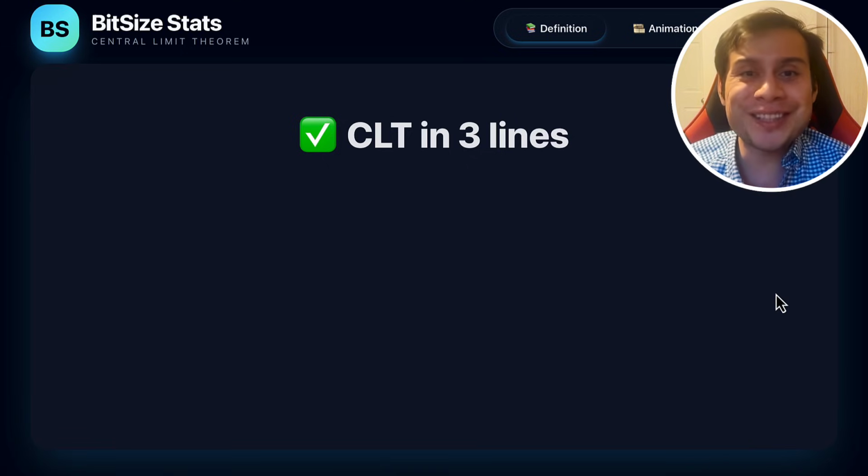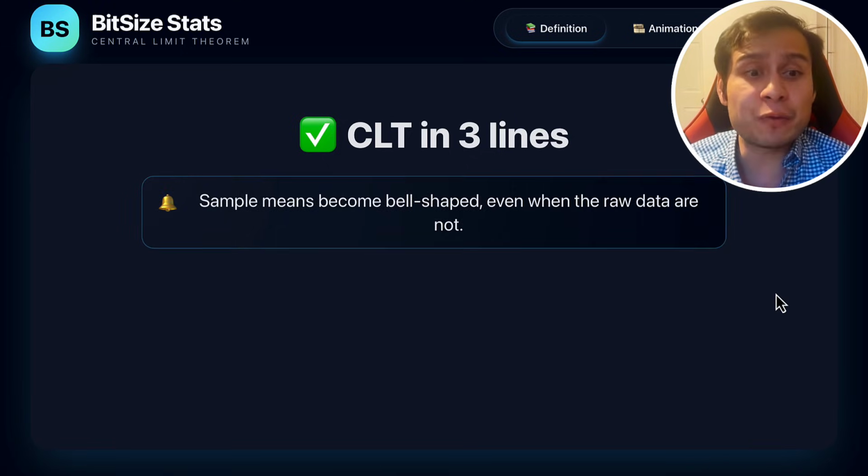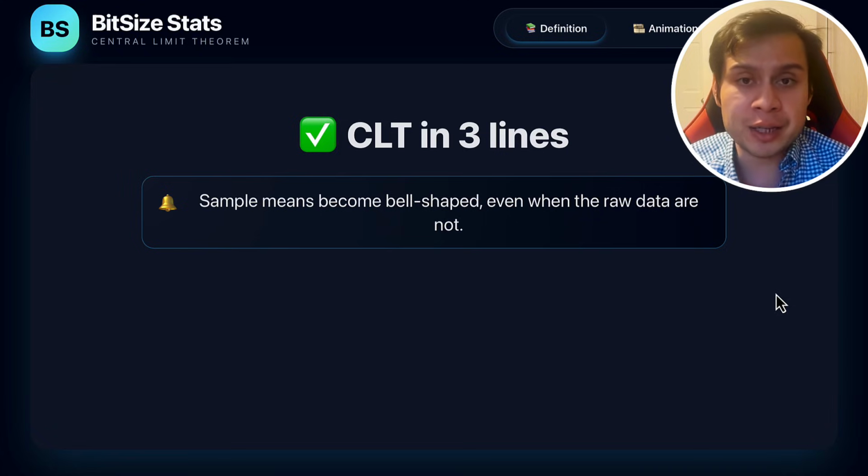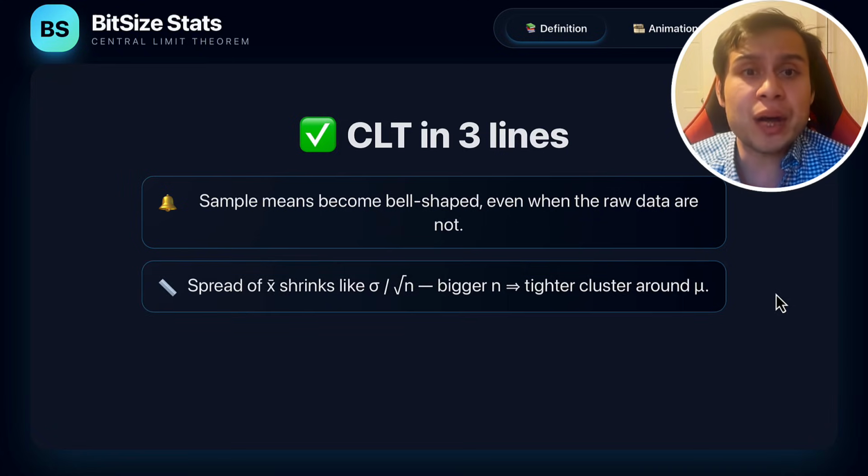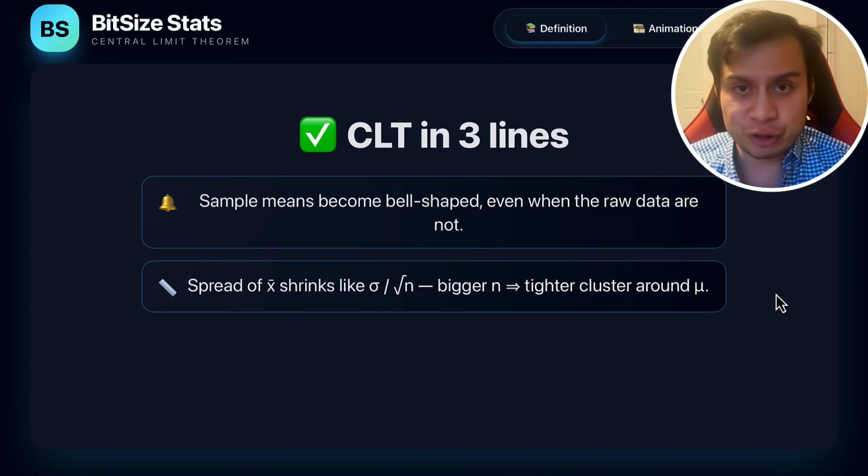Now let's summarize the central limit theorem in just 3 lines. The first one is that the sample means become bell-shaped even when the raw data are not. We've just seen a few examples of that. The second point is that the spread of the averages shrinks based on sigma over the square root of n. This means that as the sample size becomes larger, we'll get tighter clusters around the population mean.